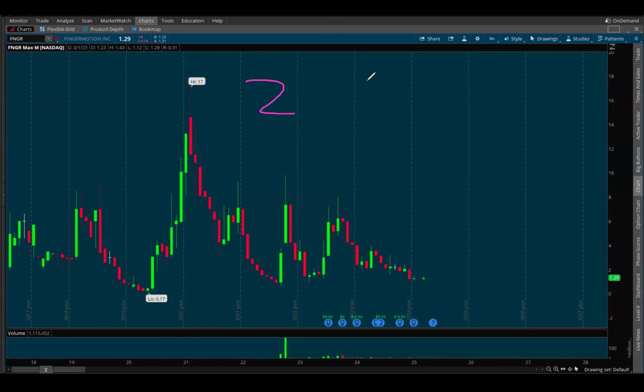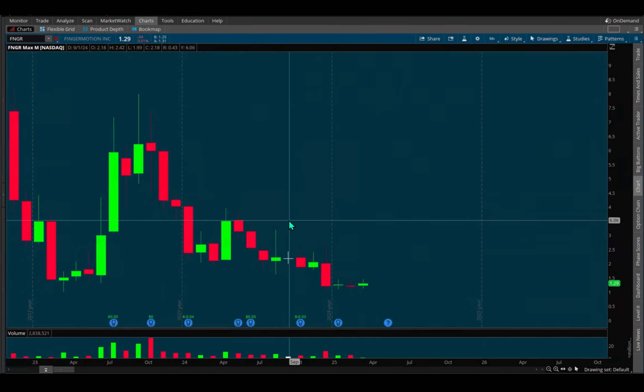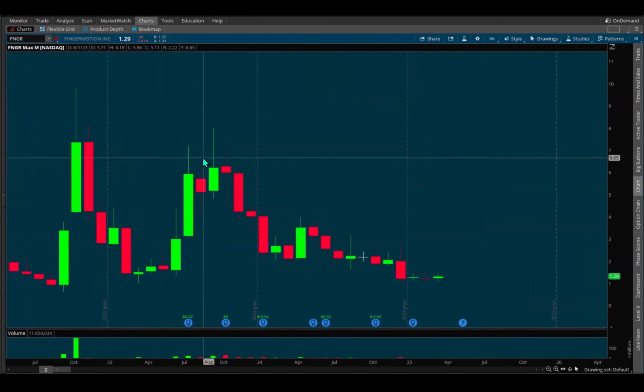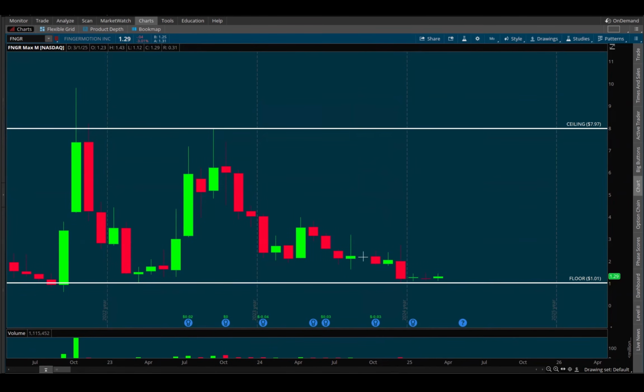I like 2 to 3 years. That's me personally. Anything more than that just doesn't make sense unless the price is very close to those old ranges. So I just want to zoom in on the time frame that's relevant to me. And in this case, I want to put a line at the high of the range here, which is 797, and the low, which is 101.